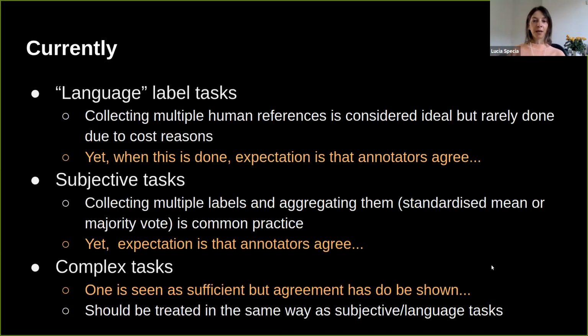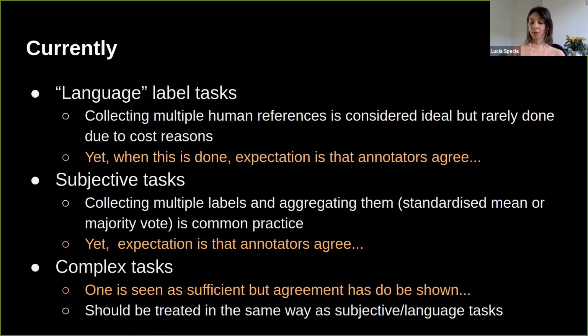Let's wrap up where we are with these different types of tasks and complexities. For what I call language tasks, which are the ones I just described, the ones where humans are generating language, there's a general understanding that you should collect multiple human annotations for each sample. But rarely we do that because this is costly in the NLP community.